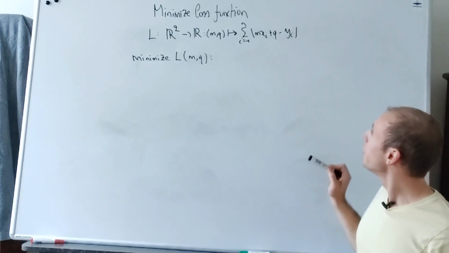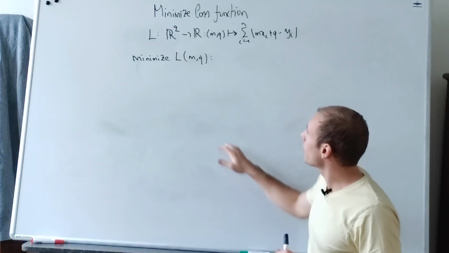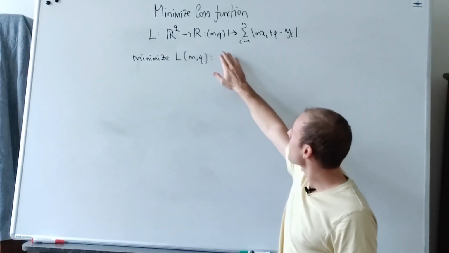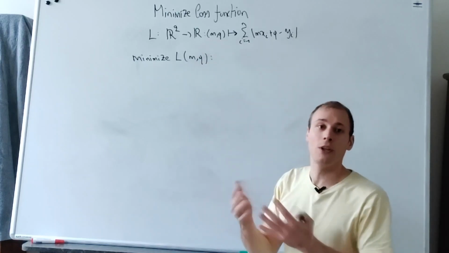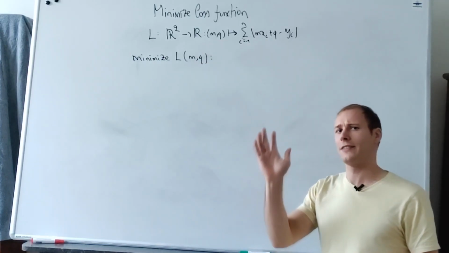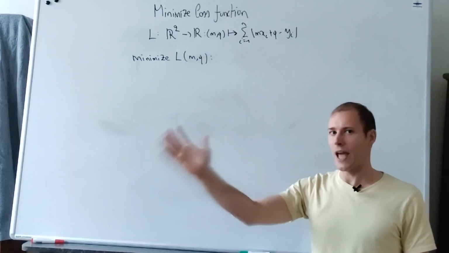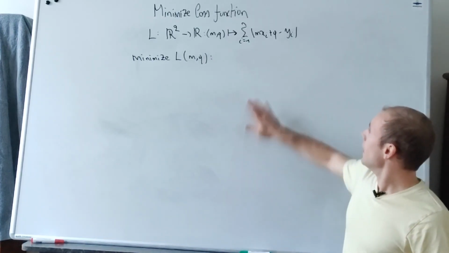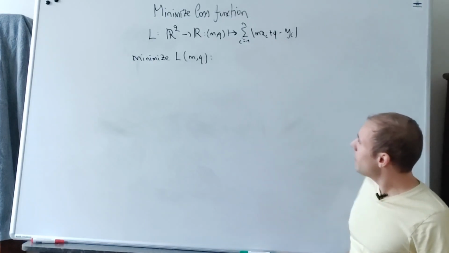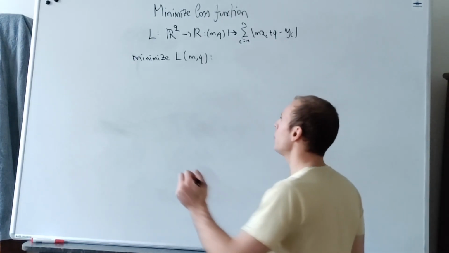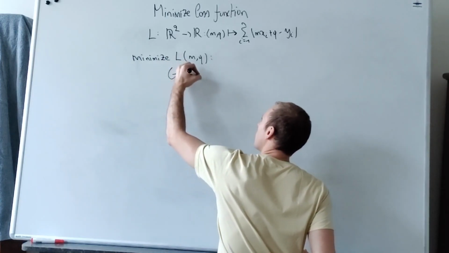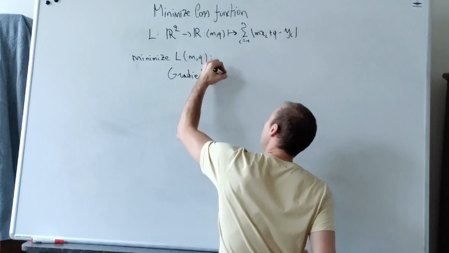So recall from last video that we defined the loss function, which maps every tuple m, q, which are the weights of the function that tell you which line we actually want. Do we want this line, this line, or this line? So this is our loss. We want to minimize this. Now, how can we do this? We will use a term called gradient descent.